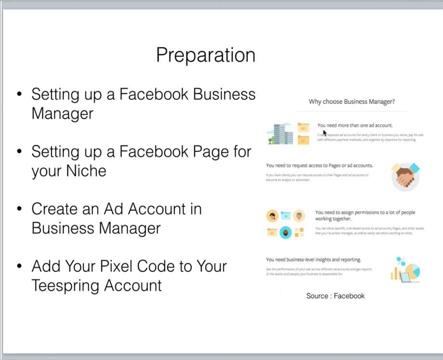All right, so if you don't have a business manager, just get one. And it's a very simple process. Just go to Google, open a Facebook business manager, and you'll get a link, and you can just follow the very simple guidelines from Facebook to create it. So once you have the business manager, you'll need to create a niche specific page to which you want to advertise.